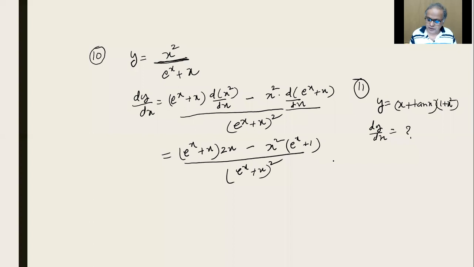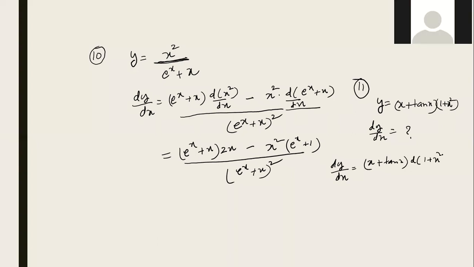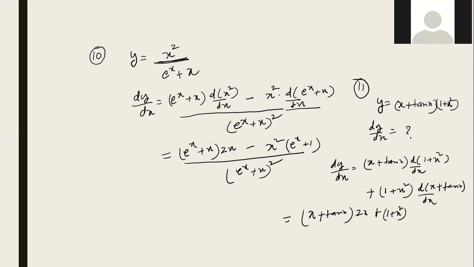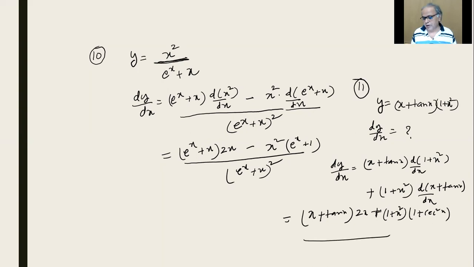Now what should we do for this? dy by dx equals x plus tan x into d of 1 plus x square by dx, plus 1 plus x square into d of x plus tan x by dx. Right. Now it becomes x plus tan x into 2x, because the 1 is 0 and this is 2x, plus 1 plus x square into 1 plus secant square x. Right, good. This much I want from you, children.